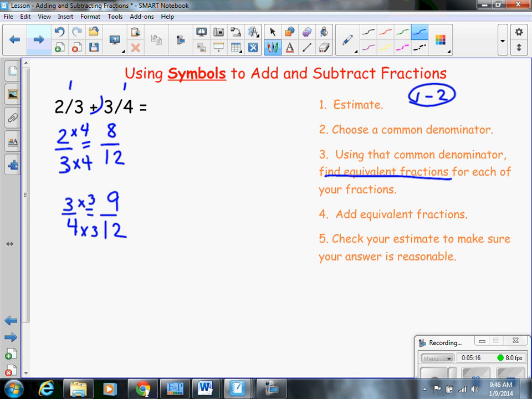Now, this is an addition problem. I always circle my operations so I remember if I'm adding or subtracting. So I'm adding these two. So I'm going to now add 8 twelfths plus 9 twelfths. I'm able to add these now because they have the same denominator. You can't add them if they don't have the same denominator.